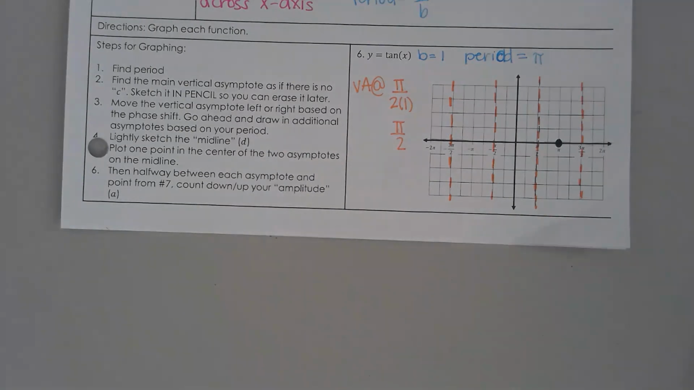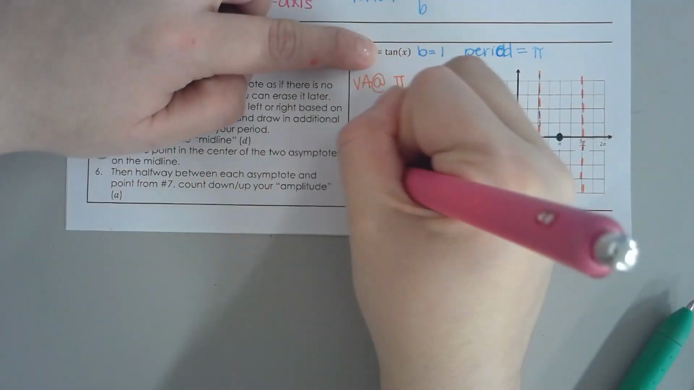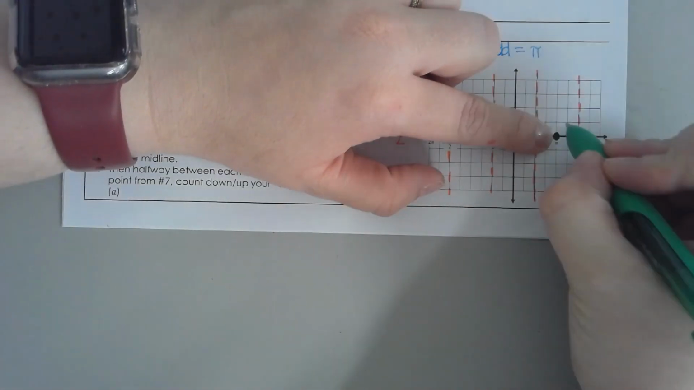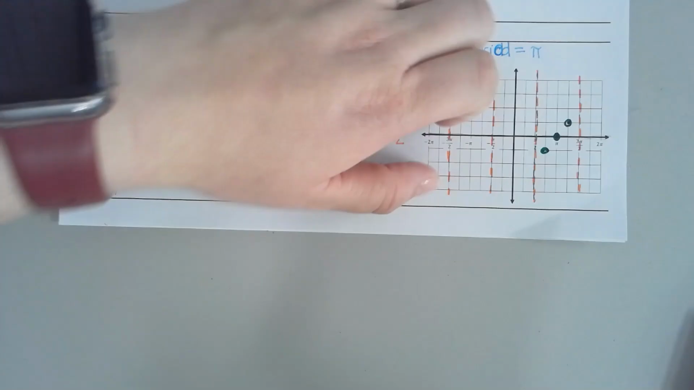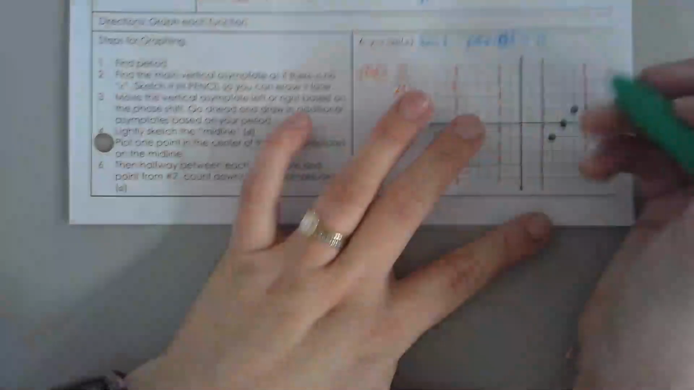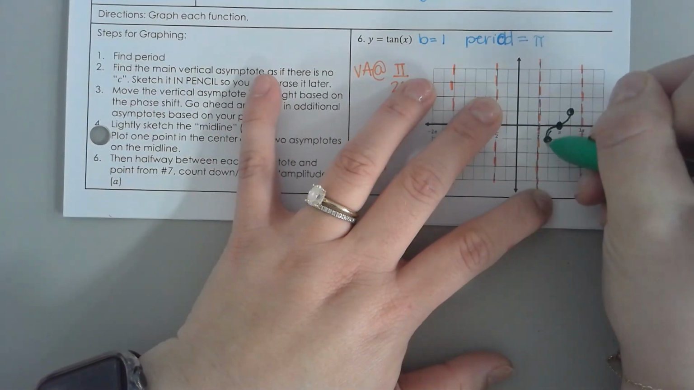And then you're going to look at your A value. In this case, A is 1. So I'm going to go halfway between these two and count up 1, halfway between these two and count down 1. If A is positive, your 3 dots should kind of be going uphill. If A is negative, you would do it backwards and your 3 dots would be going downhill. And then we sketch it in, and this is what it looks like.